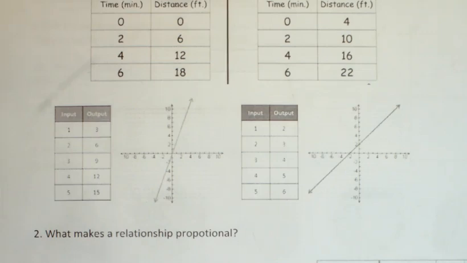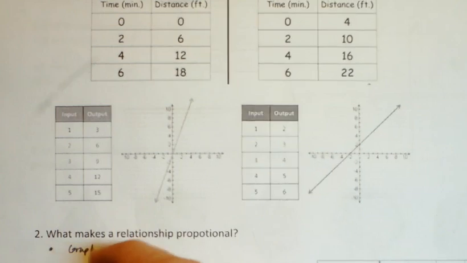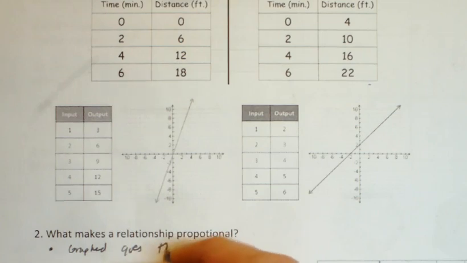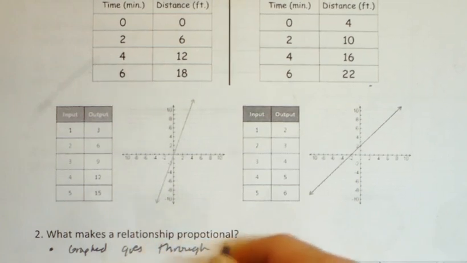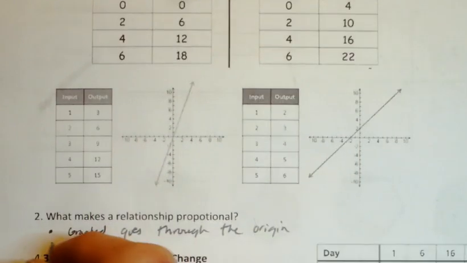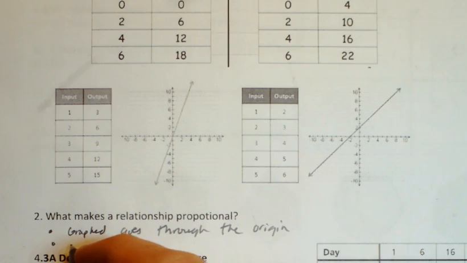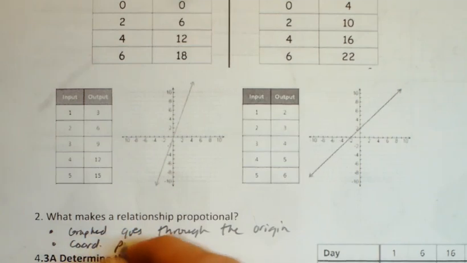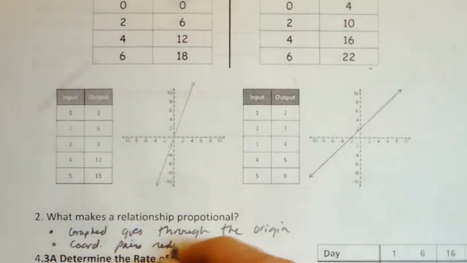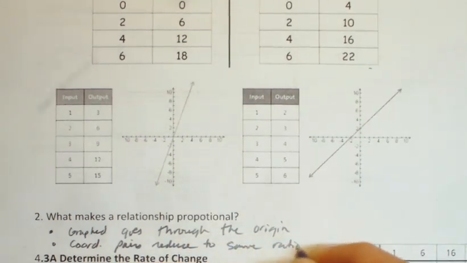A relationship is proportional if, first of all, when graphed, the line goes through 0, 0. So it goes through the origin. It's got to go through the origin. And the second thing, all coordinate pairs reduce to the same ratio. All right, so we got our answer.